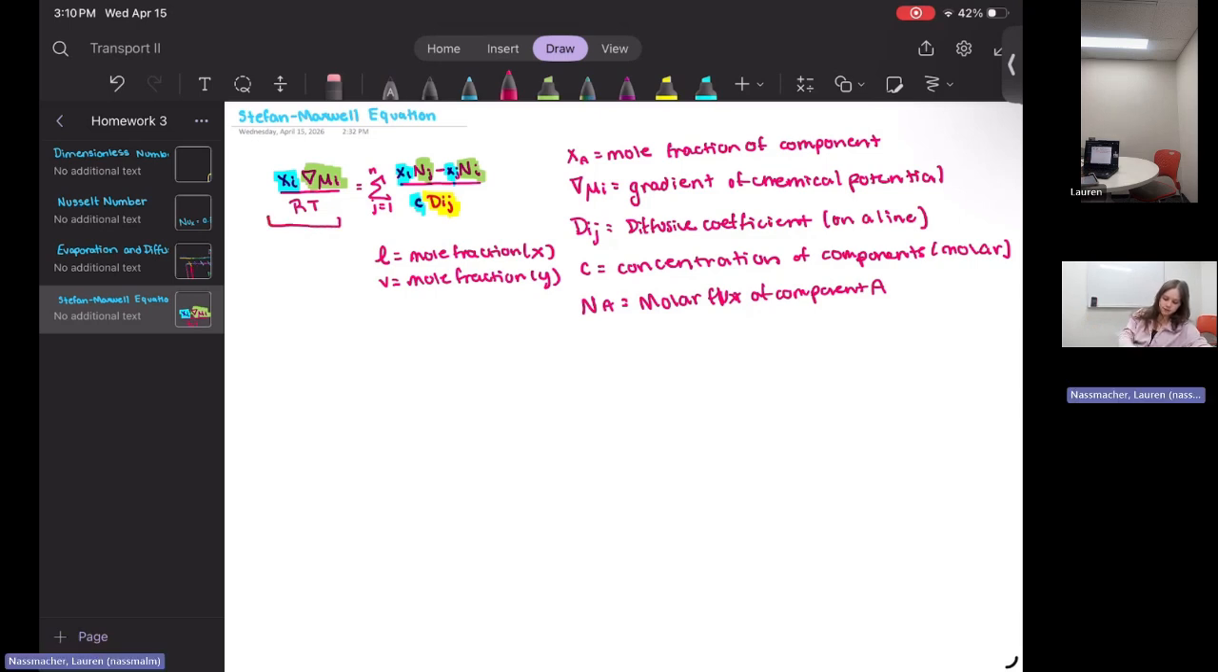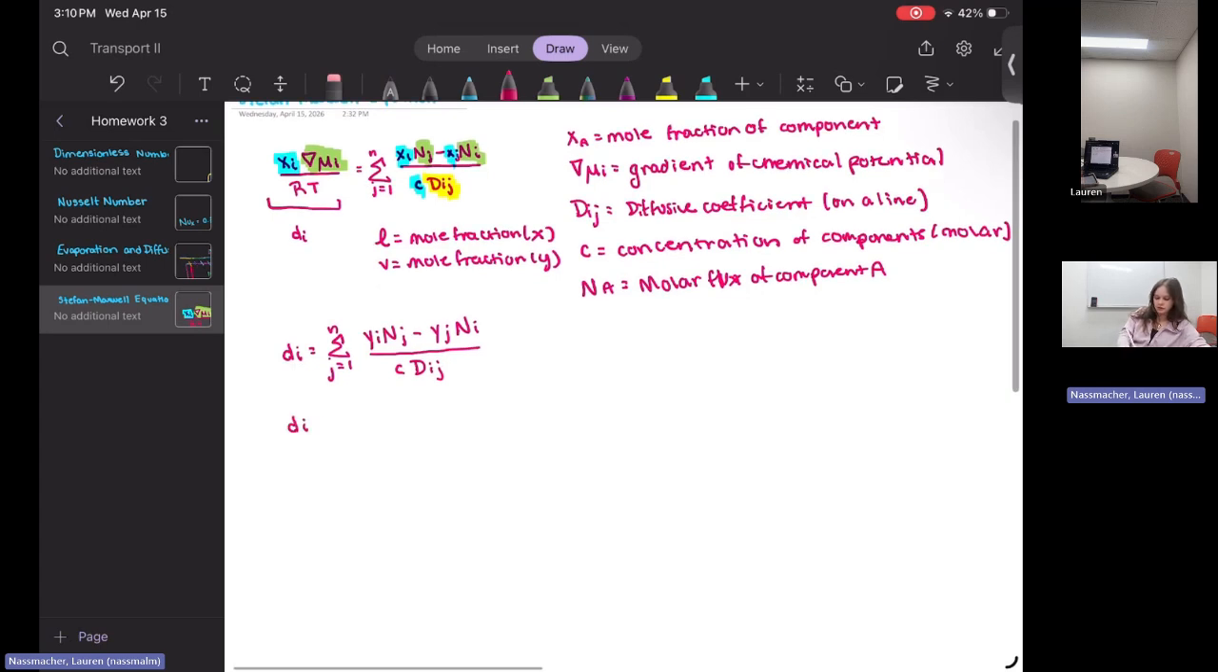I'm also going to label this part of the equation as the driving force of I, just for simplicity. So we have our driving force of I is equal to the sum, when j equals 1 to n, of our mole fraction I times our molar flux of component J minus our mole fraction of J times our molar flux of I, over our concentration times our diffusivity coefficient of I, J.